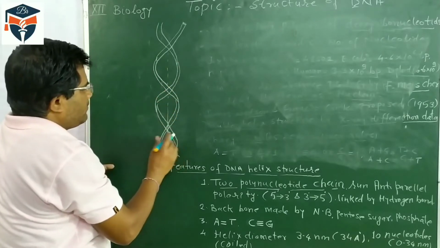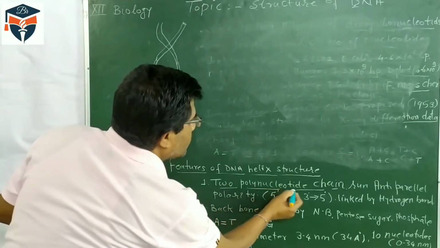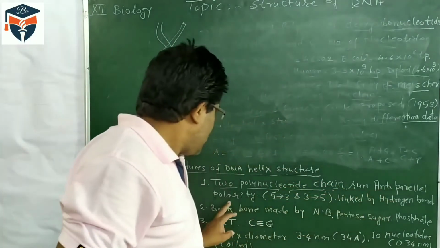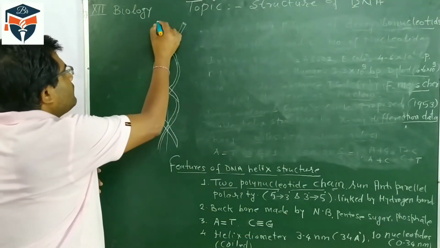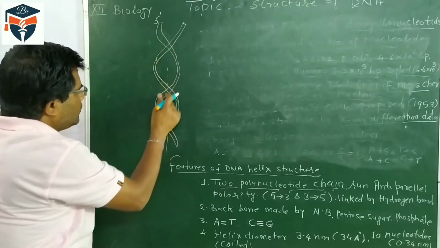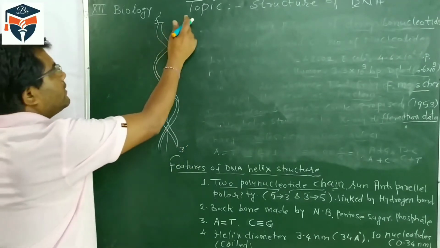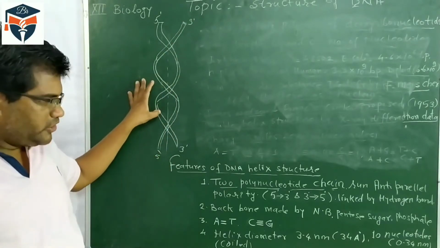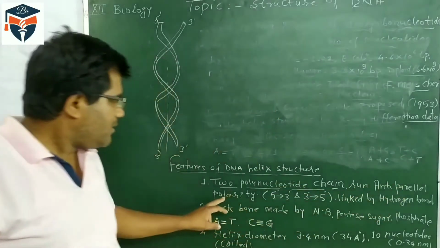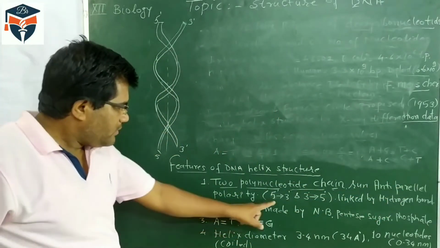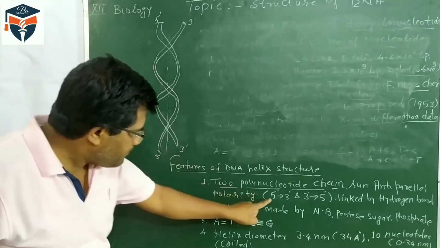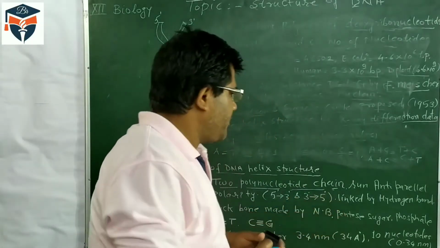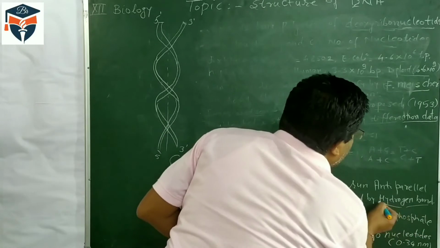So DNA is made up of two polynucleotide chains. Number two, the chains run anti-parallel to each other. This end is the 5' end, and this end is the 3' end. Here it is the 3' end and it is the 5' end. It means there are two polynucleotide chains that run anti-parallel to each other, and their polarity is 5' to 3' as well as 3' to 5'. And both chains are linked with weak hydrogen bonds.